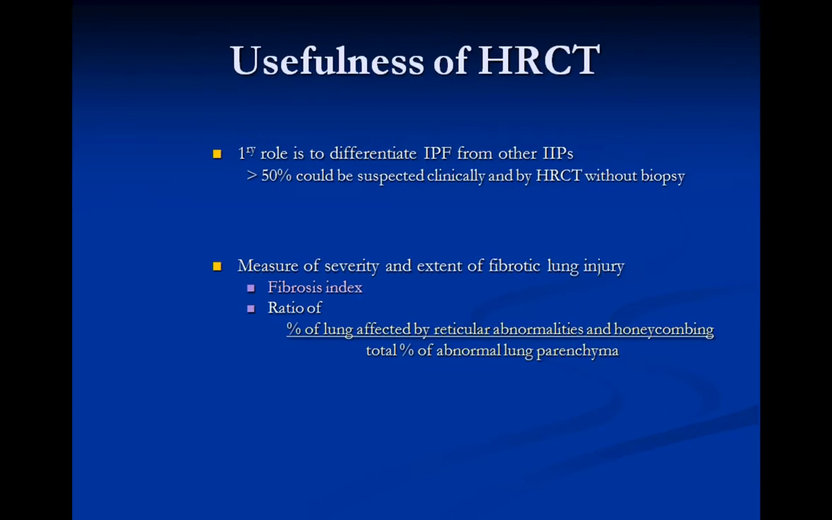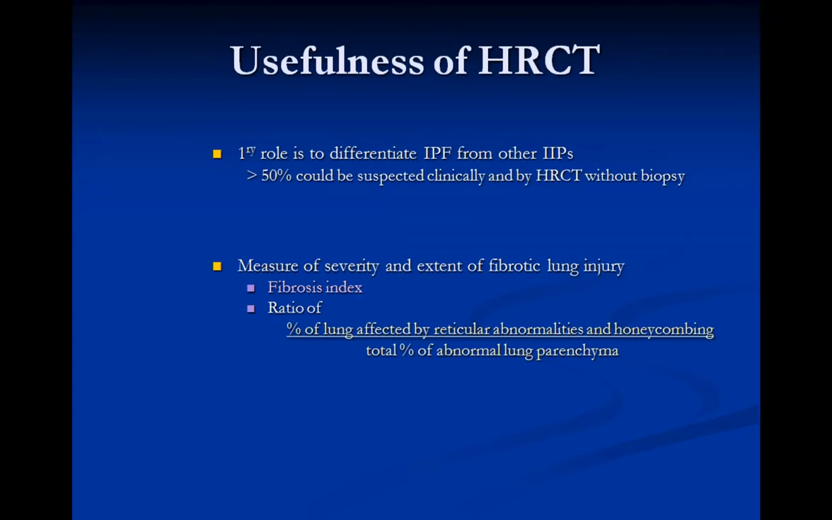The first rule is to differentiate idiopathic pulmonary fibrosis from other interstitial lung diseases. If you suspect interstitial lung disease, firstly we have to rule out idiopathic pulmonary fibrosis from the other idiopathic interstitial pneumonias, which we described in the initial slides, like non-specific interstitial pneumonia, acute interstitial pneumonia, desquamative interstitial pneumonia, cryptogenic organizing pneumonia, or bronchiolitis obliterans organizing pneumonia.